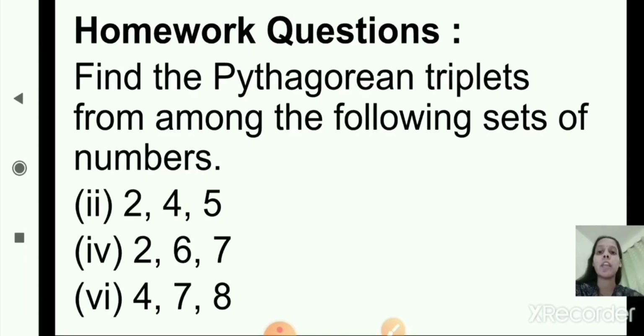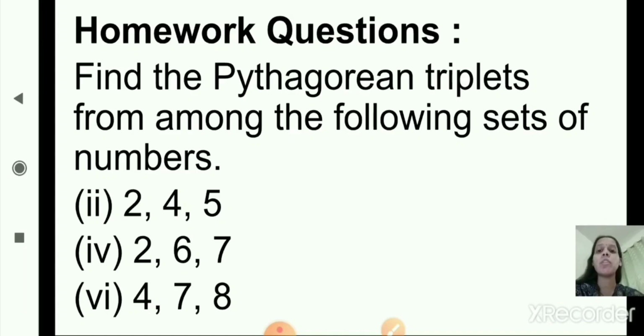Second one, 2, 4, 5. Fourth one is 2, 6, 7, and sixth one is 4, 7, 8. What is the first step? First you will find out the longest side square. That is the first statement. What is the second statement? Side 1 square plus side 2 square. Then from 1 and 2 you will conclude whether the first statement, that is longest side square, is equal to side 1 square plus side 2 square or not. If it is equal, then it's a Pythagorean triplet. If it's not equal, then it is not a Pythagorean triplet.